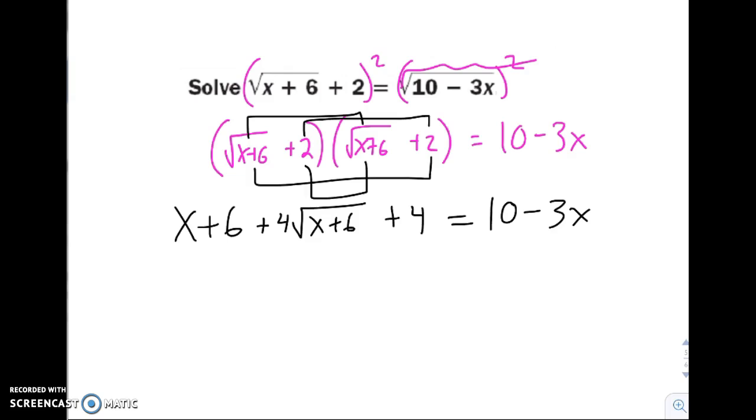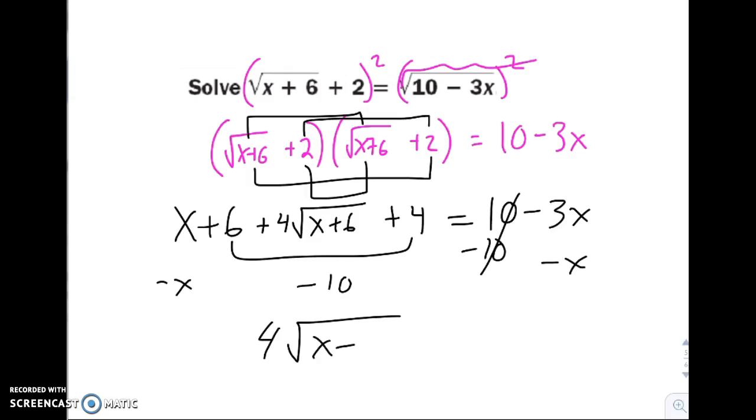So now solve appropriately. Well, we have another square root function. So what do we need to do? Isolate the root. This is a total of 10, so I'll subtract 10 from both sides. That's nice that they cancel out right there. Subtract x, and I'm left with 4 times the square root of x plus 6 equals negative 4x.